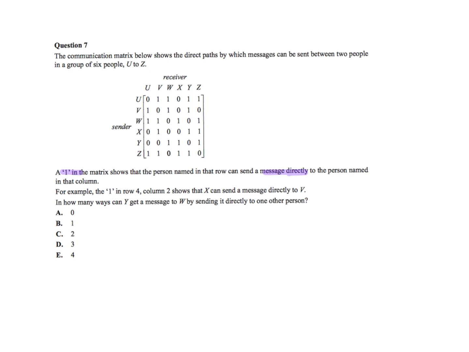Now, it says, how many ways can Y get a message to W by sending it directly to one other person? So when they ask that, if you're going to go to another person and then to W, what they're really saying is how many two-step links between Y and W. Okay? So you could go about it.